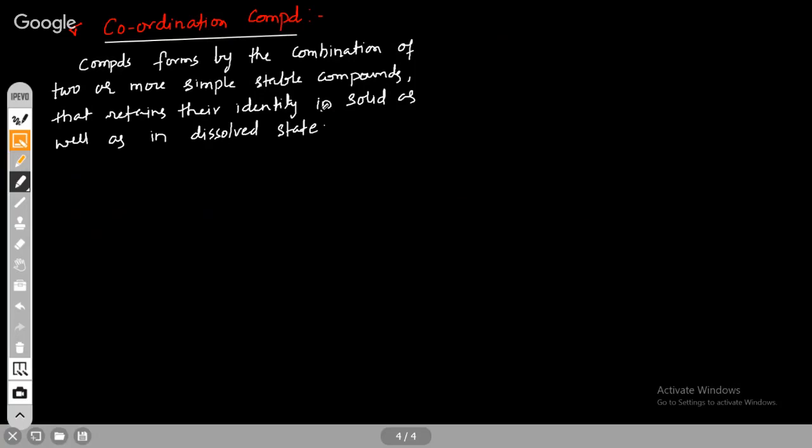Now you see, in this chapter we are going to use various different terms to understand coordination compounds. So first of all, we'll see what those terms are. We are going to understand them with one simple example, and the example I am taking is K4[Fe(CN)6].